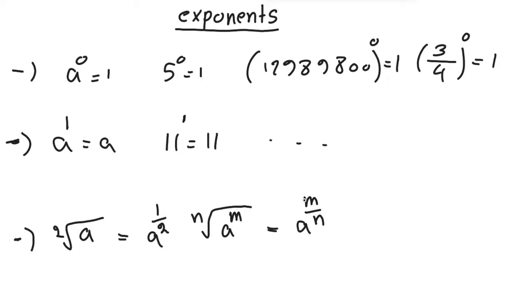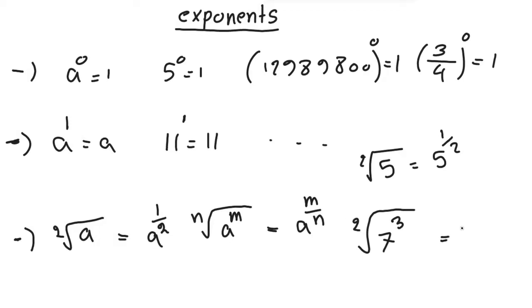This is the rule. Like the square root of 5 is equal to 5 to the power of 1 over 2. Or if you have 7 to the power of 3 under the square root, the root index is 2, so it's 7 to the power 3 over 2. It's like this. It's very simple.